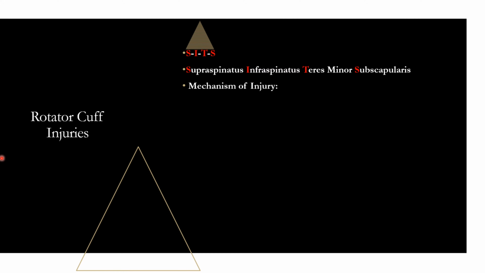Now the mechanism of injury, few different things. So you may have degeneration, which is going to be a chronic degenerative tear, usually seen in older patients. You may have impingement, which chronic impingement can also lead to a tear.